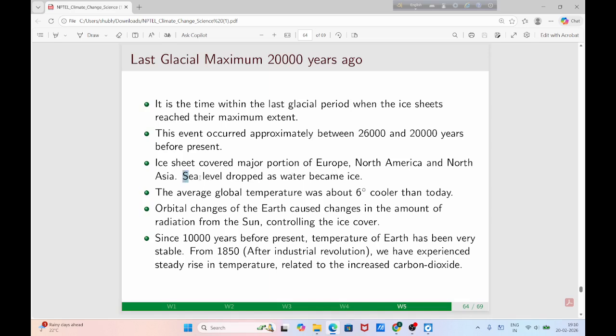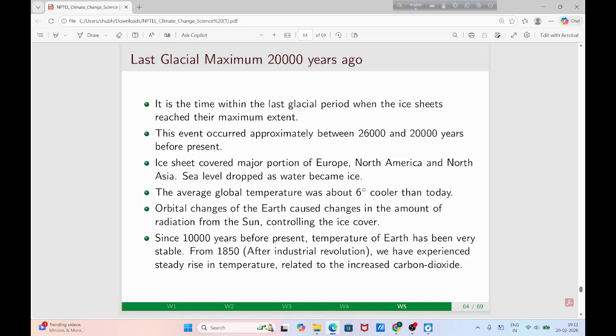Sea level dropped. Basically, if the water becomes ice, then there will be less water in the oceans, so the sea level would drop. And the global temperature was 6 degrees cooler than today. Now, if you just think about the temperature, what is the temperature in your region? Maybe 25 degrees Celsius. If it is 19 degrees Celsius, it will not have any effect. But if the average global temperature is 6 degrees Celsius cooler than today, then it would cause a massive change in different regions.